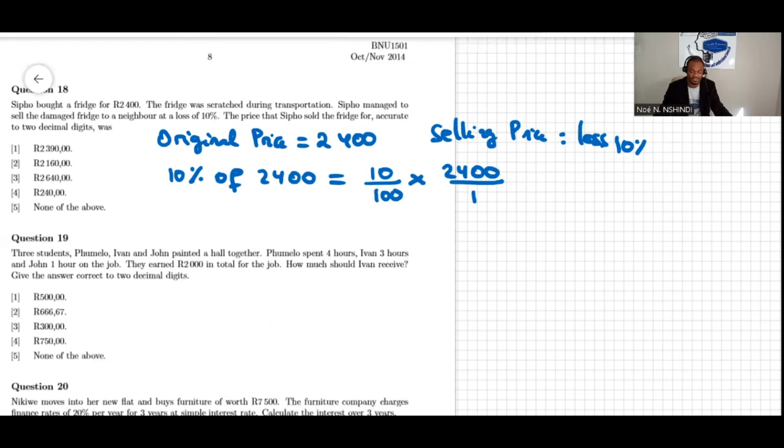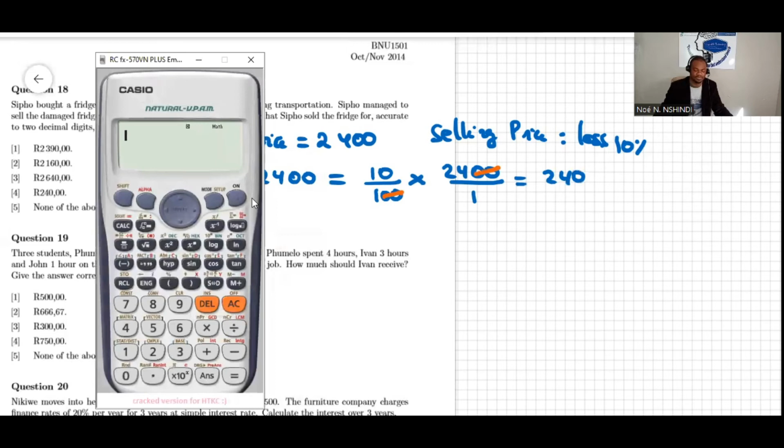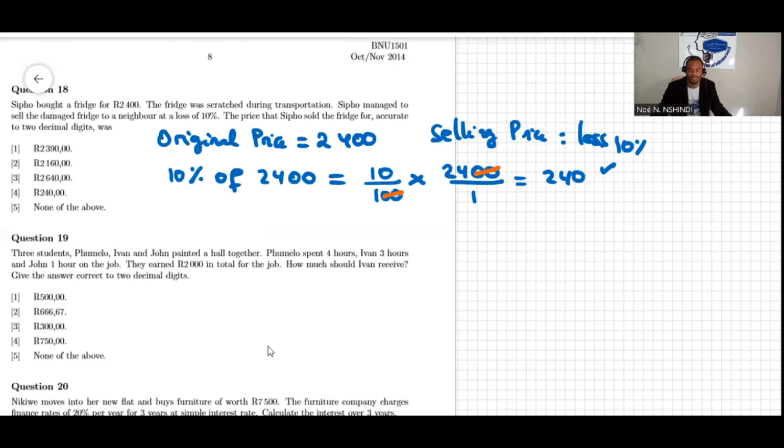We can simplify the zeros, and then we get the answer 240. We can use a calculator for that too. You can say 10 over 100, that's 10%, or 0.10, multiplied by 2,400. It's going to be 240, right? Now, they say loss of 10%, meaning we're going to do 2,400 minus 240, because it's a loss.